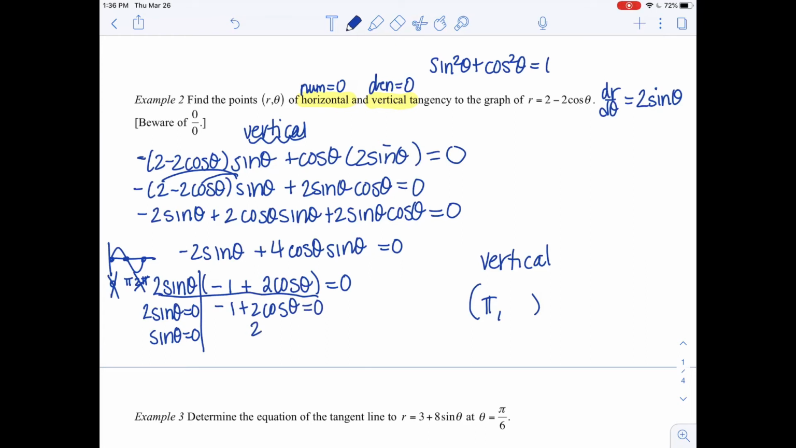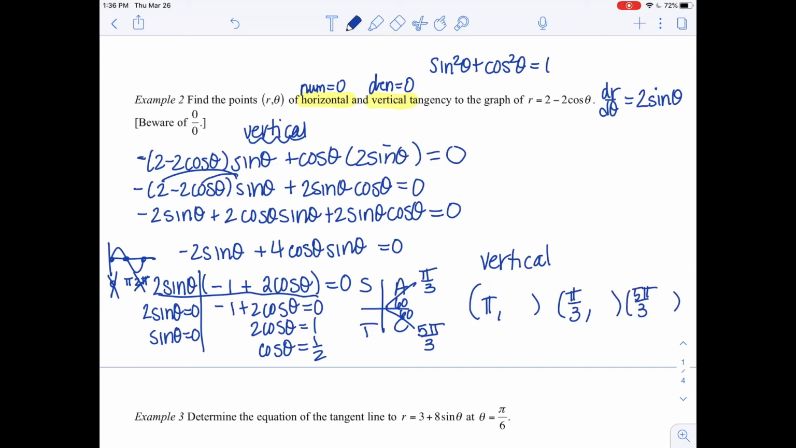Again, I can't do 0 and 2 pi. Then I'll take a look at when negative 1 plus 2 cosine theta equals 0. This becomes 2 cosine theta equals 1, or cosine of theta equals 1/2. If you think of this in terms of degrees for a second, ASTC would tell you that you have positive cosine in the first and the fourth quadrant with a reference angle of 60. 60 is really pi over 3, and 300 is 5 pi over 3. And so I have these two values that don't match up with any of the values from the previous portion of solving. So I'm going to end up having points at pi over 3 and at 5 pi over 3.